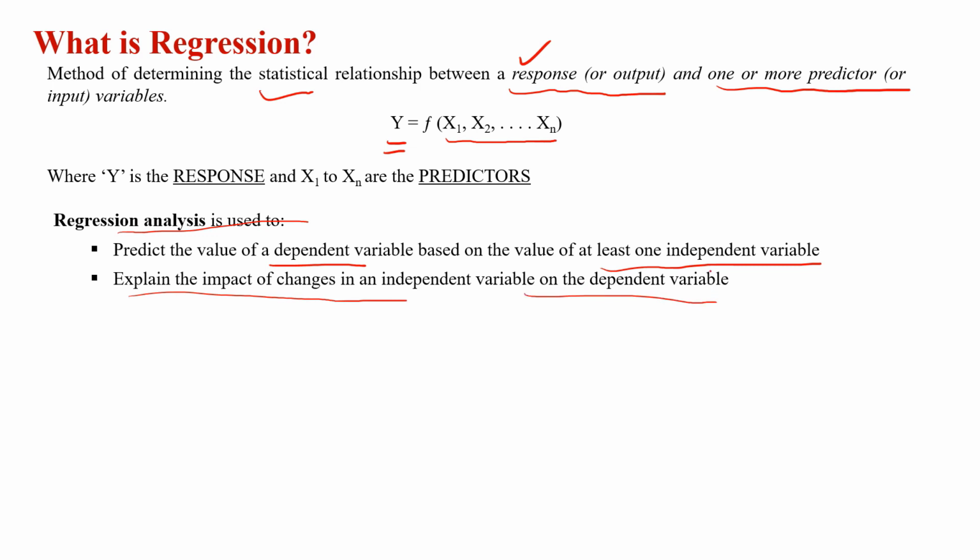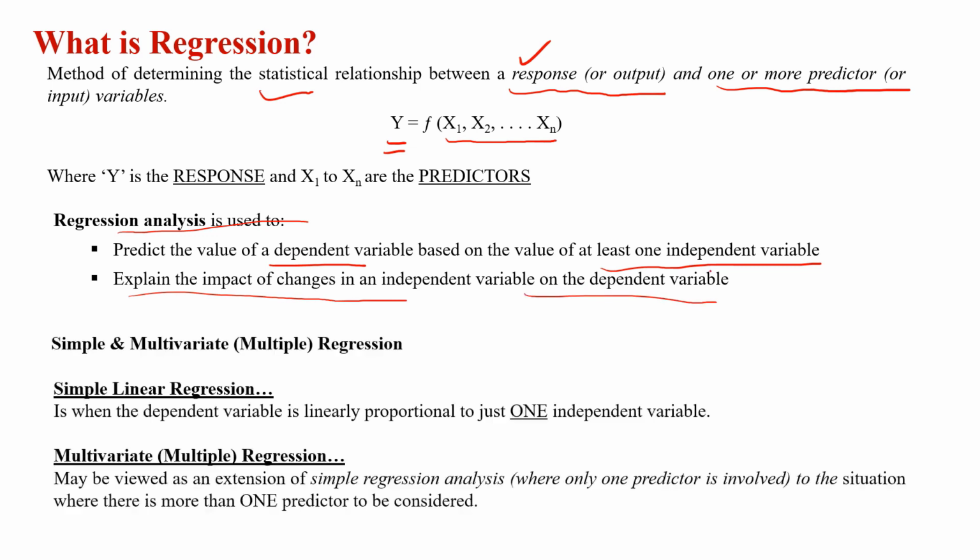There are two types of regression analysis we are going to discuss. First, the simple linear regression, which I am going to talk about in this particular video lecture, whereas the multiple linear regression we will talk about in the next video lecture. When we say simple linear regression, that means we have only one dependent variable and only one independent variable.